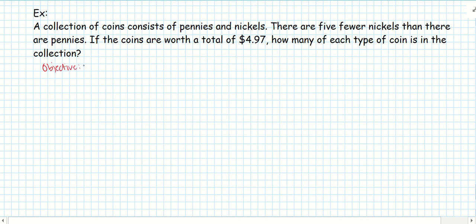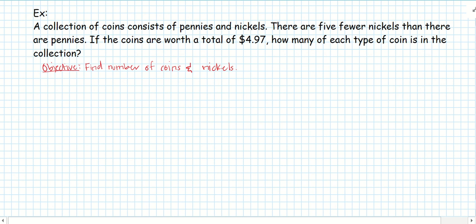So my objective is to find the number of coins and nickels. Okay? So that's what I want. That's the goal, right? That's what we need to be getting at the end of the problem.